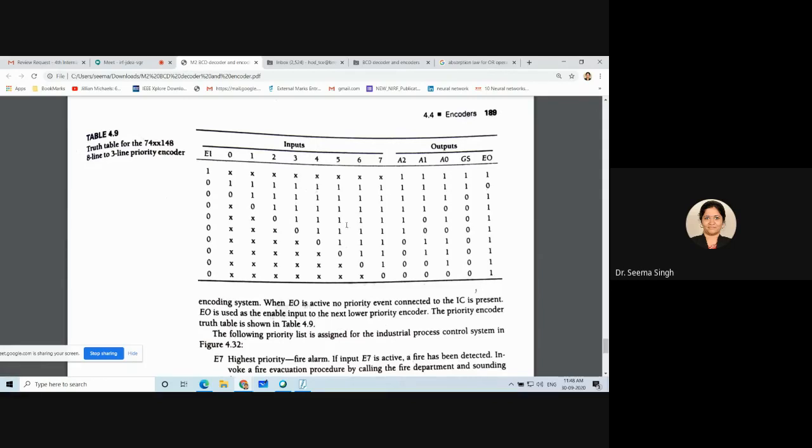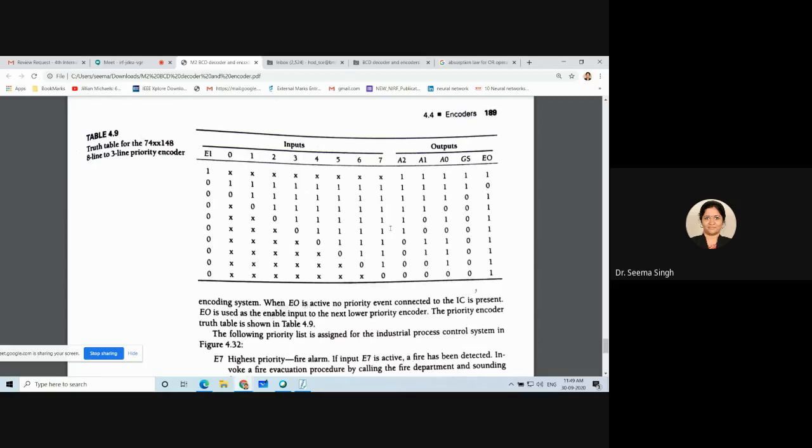Now there is something called GS also. What do you mean by this GS? GS is called group select. You can write down group select. It is used when you want to cascade two encoders to make a bigger encoder. For example, it is an 8 to 3 line priority encoder. If I want to make it a 16 to 4 encoder, I can use this GS and EO for cascading purposes.